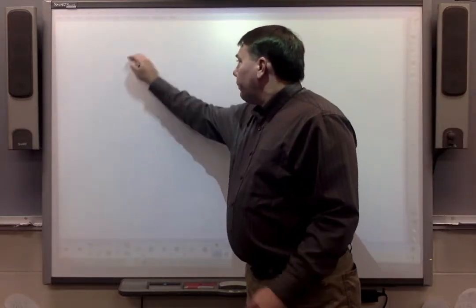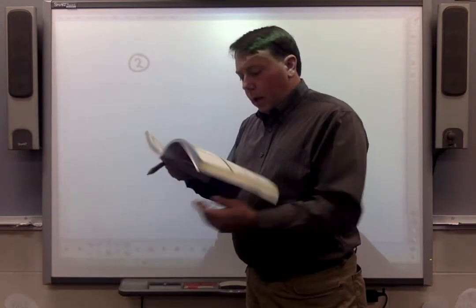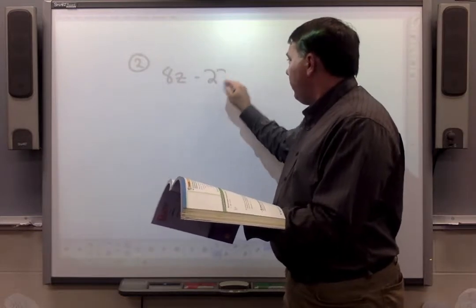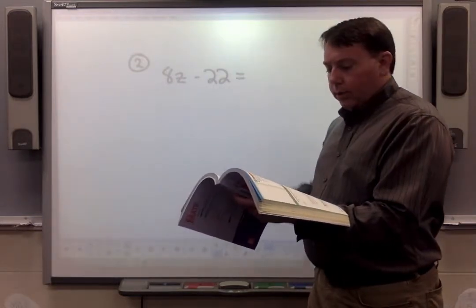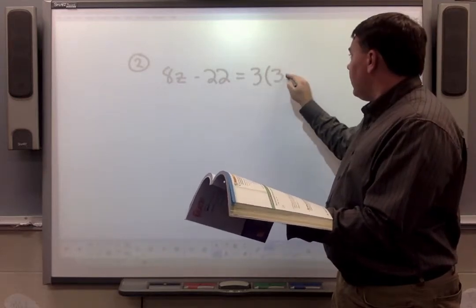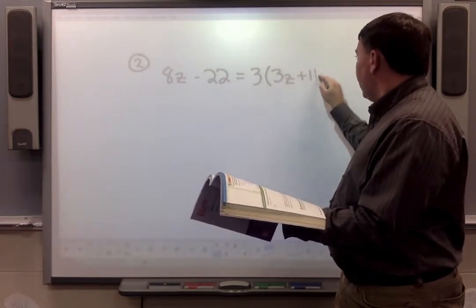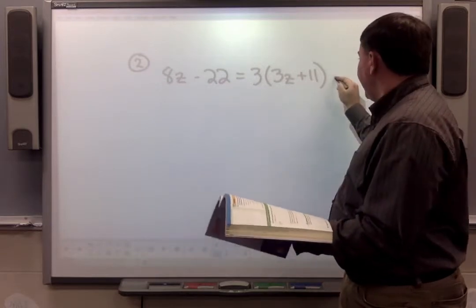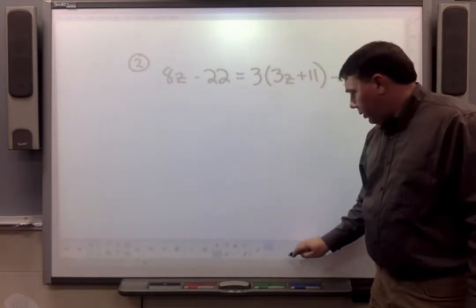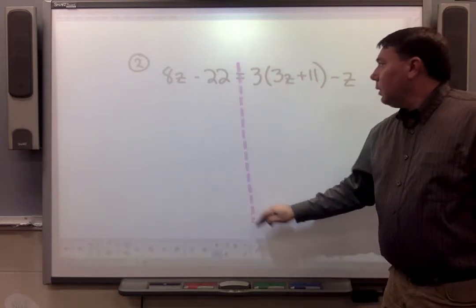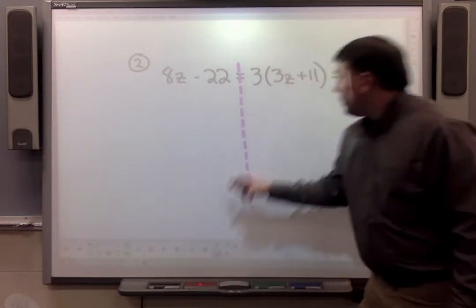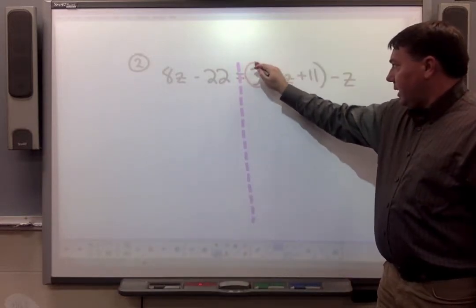Okay, question 2. 8z minus 22 equals 3 times the quantity 3z plus 11 minus z. Okay, so again, you're going to draw your line. You're going to distribute. So you're going to take what's on the outside and multiply it by what's on the inside.